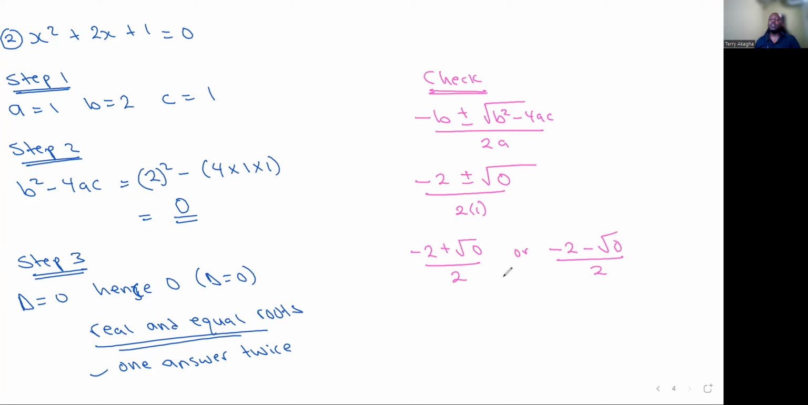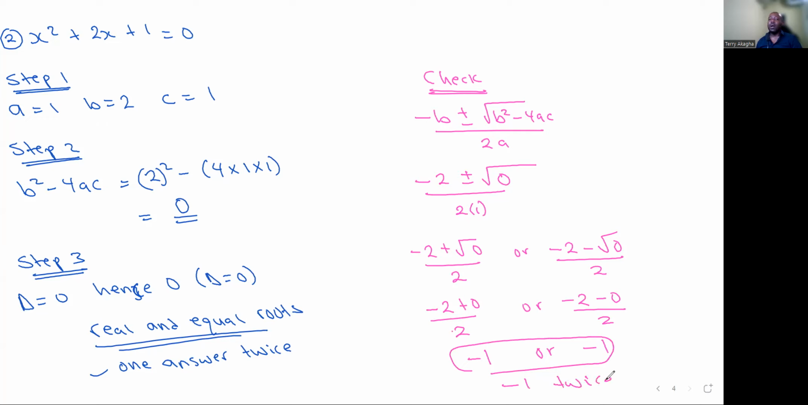So you can see that when you solve this one, the a is 1. When you put it here, you're going to get minus 2. Square root of 0 is going to give you what? 0, divided by 2. Or you see minus 2, square root of 0 to be 0. So you're going to get minus 1 or minus 1. So you are seeing you're getting what? Minus 1 twice. Is this making sense? You're getting minus 1 twice.